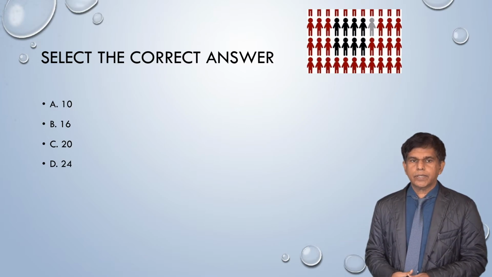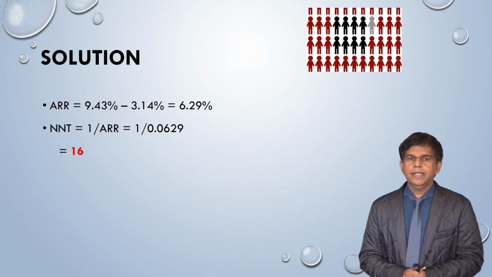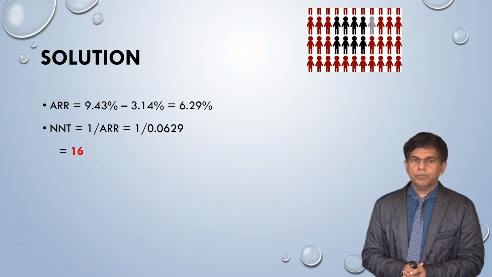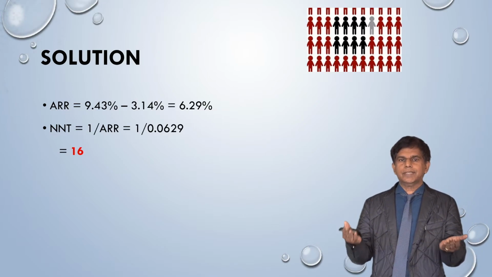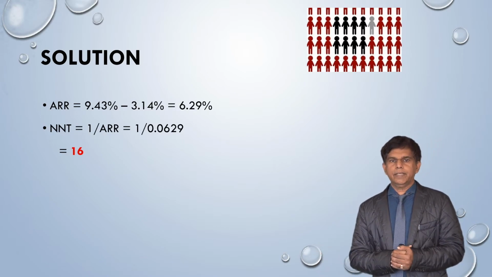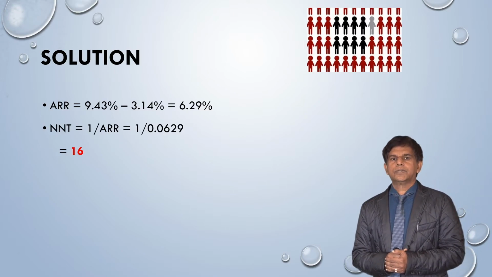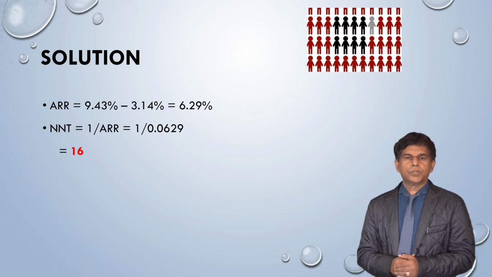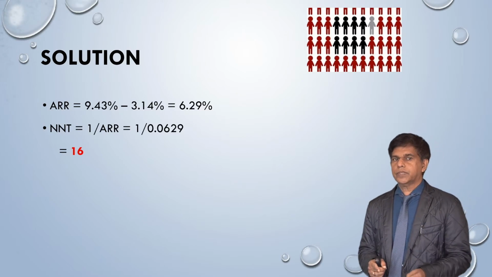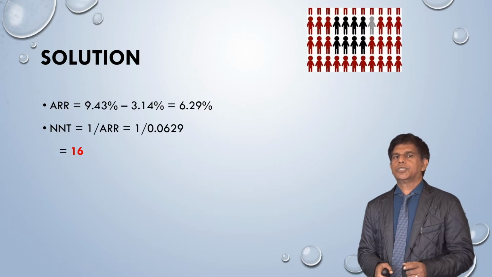Okay, now let's look at the answer. The first thing we have to calculate is the absolute risk reduction, right? In the placebo group it is 9.43%, in the rivaroxaban group it is 3.14%. So you take the difference: 9.43 minus 3.14, we get 6.29%. Now the next thing is we convert that into decimal, so that is 0.0629. Now we look at our formula: number needed to treat equals 1 divided by absolute risk reduction. That is 1 divided by 0.0629. So we get 16. Okay.